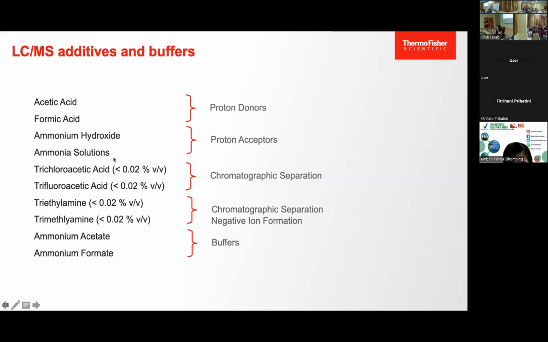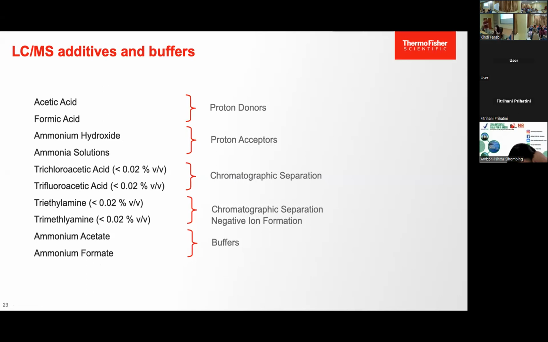Buffer. Why is buffer needed? I will mainly use formic acid and ammonium formate. So buffer is to improve your column separation and improve the integrity. So the peak shape will be nice and there's less carryover. Okay, so this is how it will actually help.